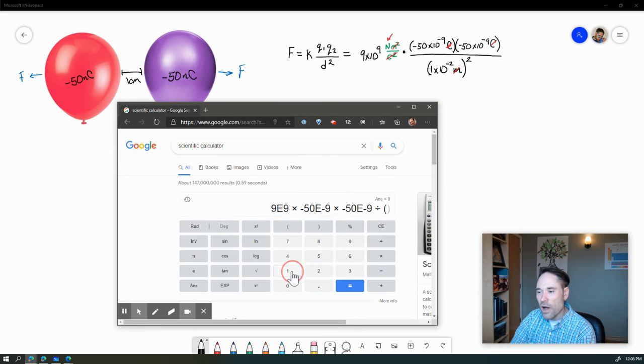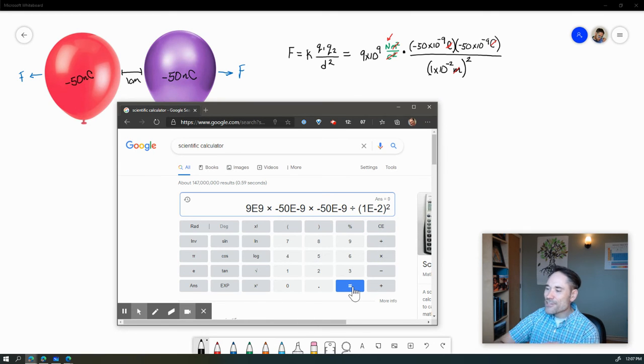And so I'm going to put in a 1 times 10 to the, and then I've got a negative 2. So negative 2. I'm going to close my parenthesis, and then I'm going to come over here to this x to the y. That gives me my square. And so now I've got the entire problem. I've got 9 times 10 to the ninth times negative 50 times 10 to the negative ninth times negative 50 times 10 to the negative ninth divided by 1 times 10 to the negative second quantity squared. And when I hit equals, this solves the entire thing.